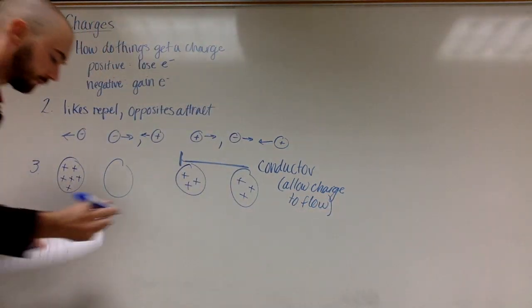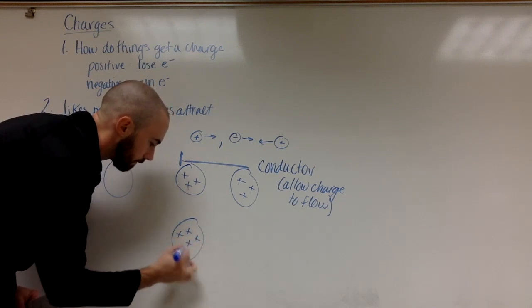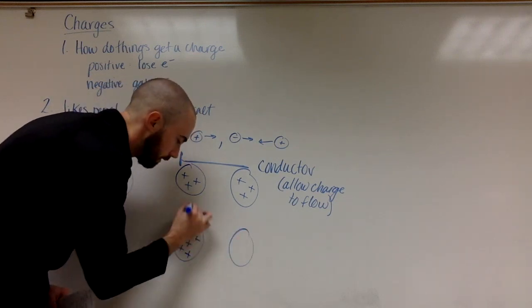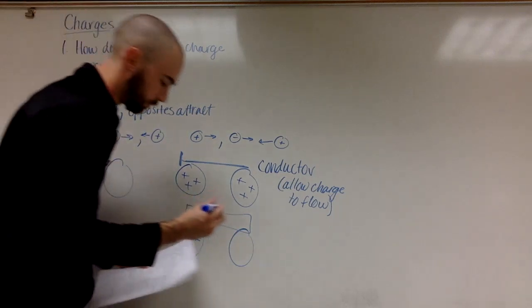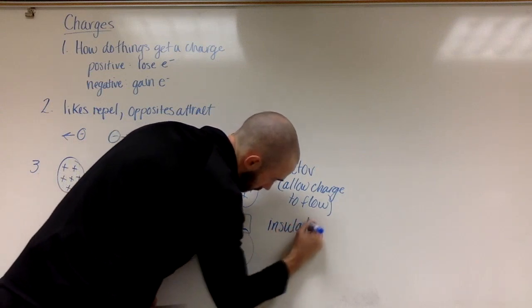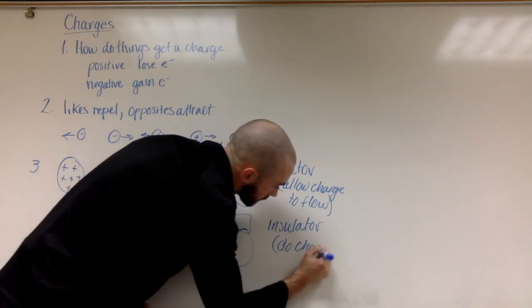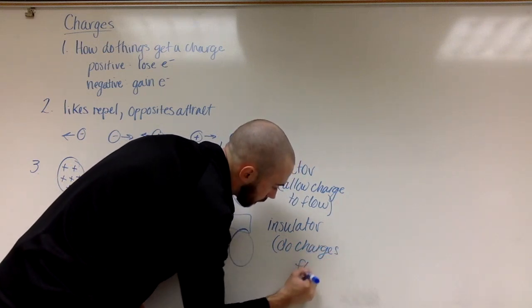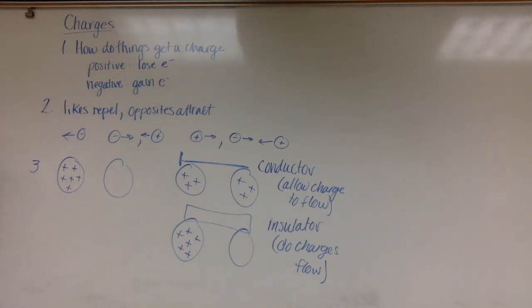And in another case, let's say I've got a hunk of wood connecting them. A hunk of wood does not allow the charges to flow. That is what we call an insulator. No charges flow. Now, in real life, you can get some charges to flow, but they tend to resist the majority of it. So unless you've got a really high voltage across it, it's not going to happen.